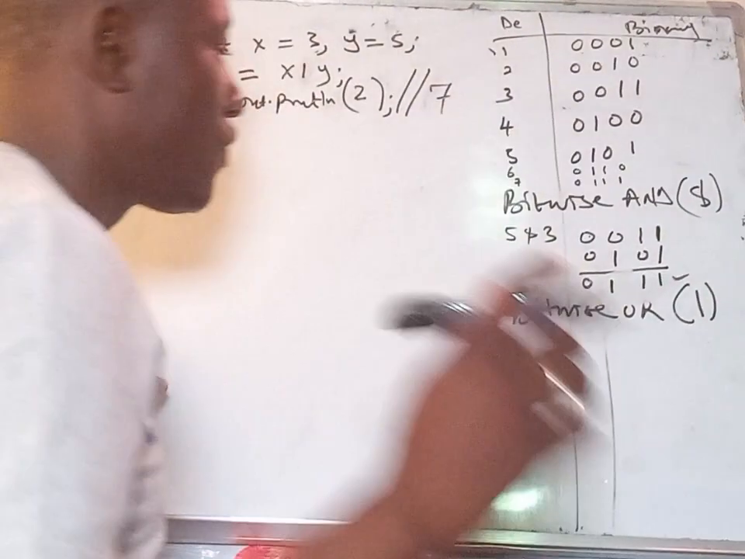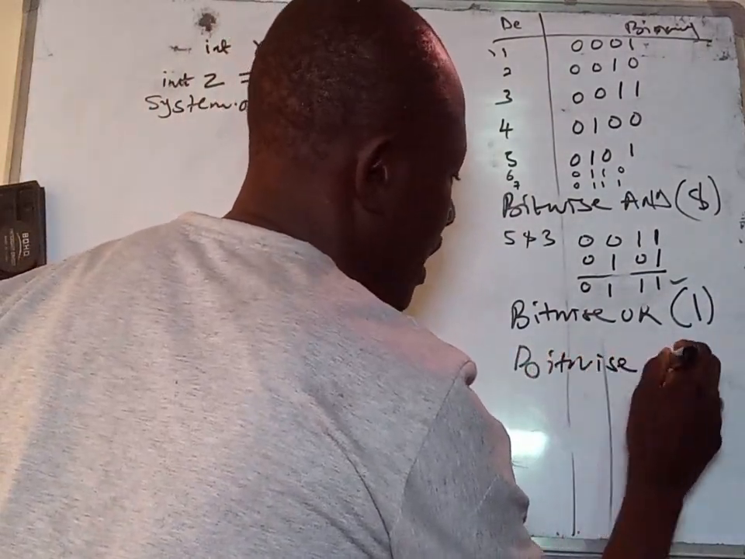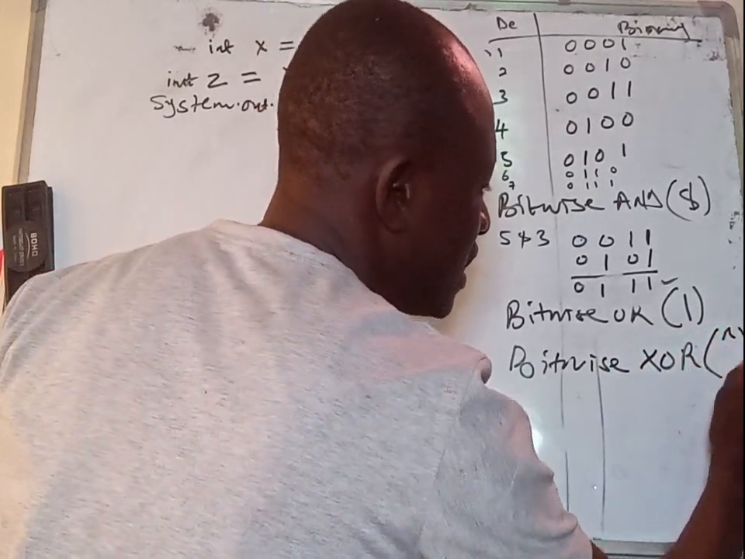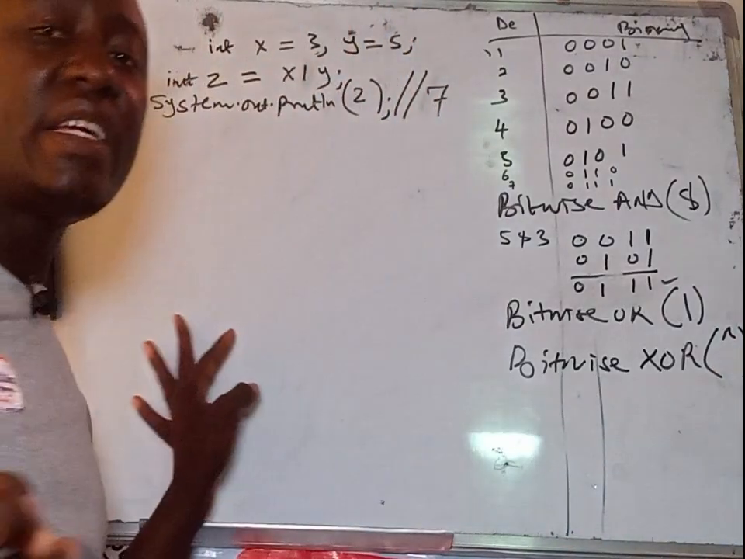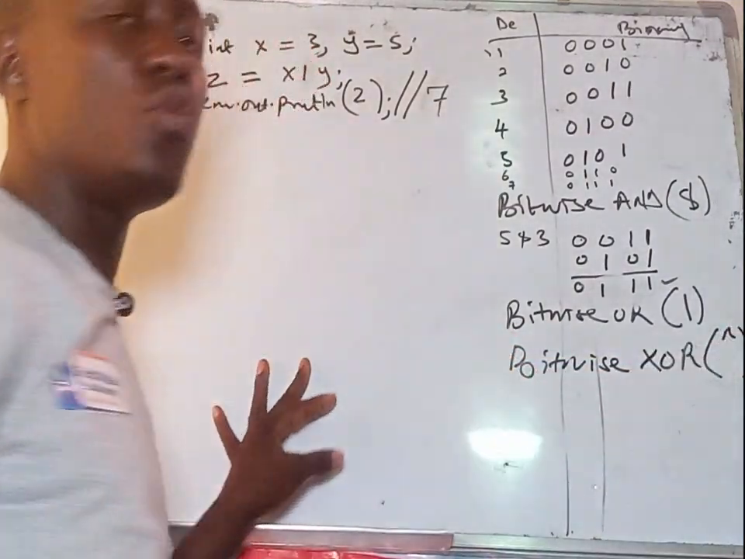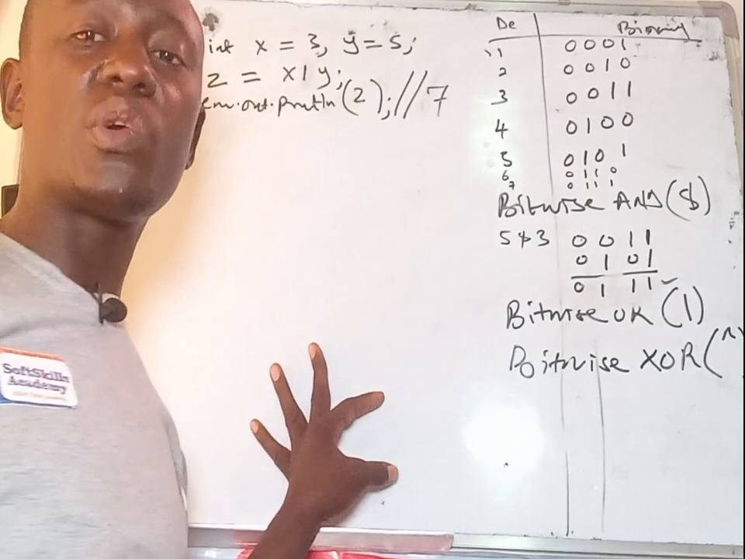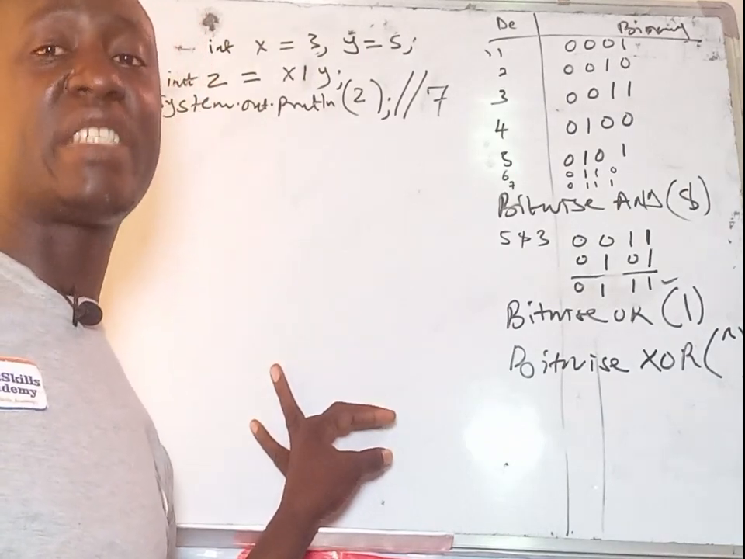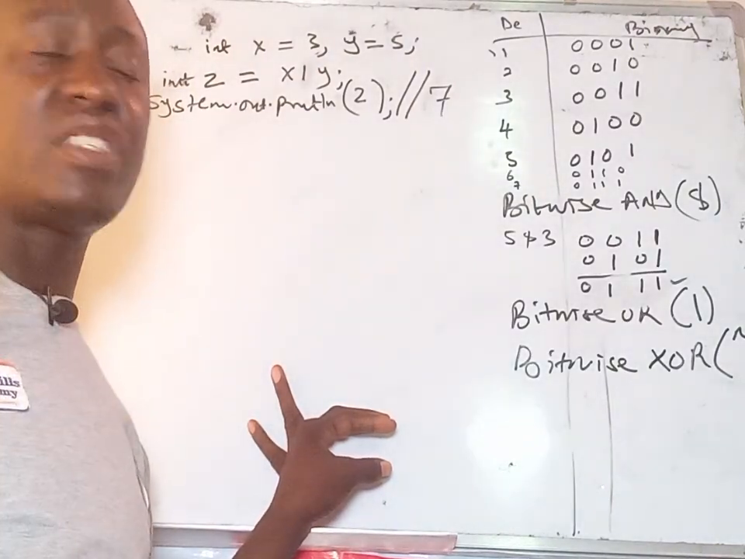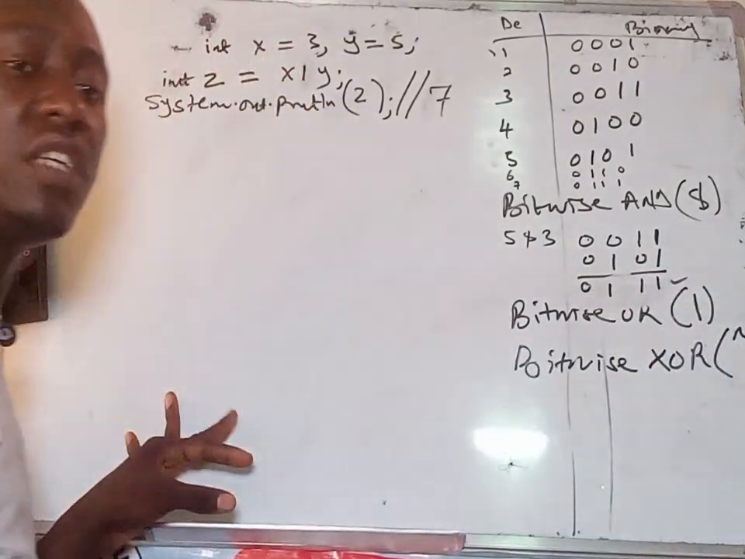Next, aside from bitwise OR, we are going to look at bitwise exclusive OR, which is represented by the caret symbol. On your computer, to type this caret, you press Shift and 6. The caret is located on top of the 6 key of the QWERTY keyboard of a laptop. This is where you can locate the exclusive OR.